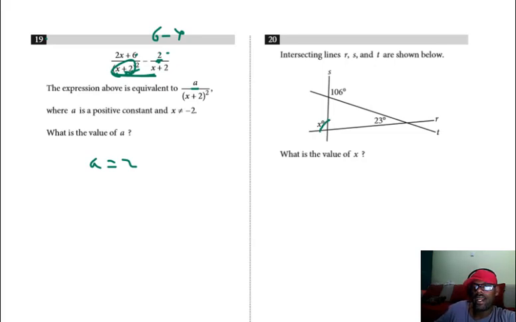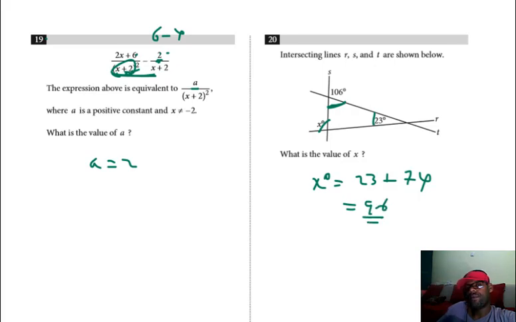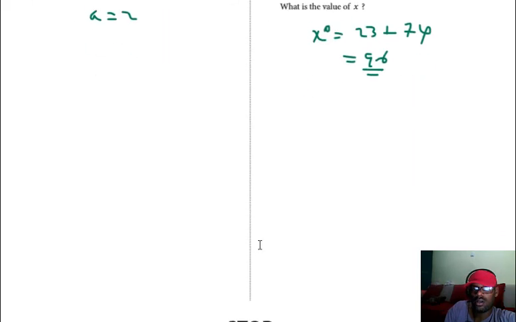Question 20. Intersecting lines R, S, T are shown above and below. What's the value of x? Okay, so this is an external angle. An external angle is the sum of the two non-adjacent angles. That is the principle. So x is the sum of 23 plus this angle. When you subtract from 180, that goes to 74 and 96. That's the value of x. So here the angle is the sum of the two angles. Or, after subtracting this from 180, which is 74, you add the two and subtract from 180 again. But this looks much easier.